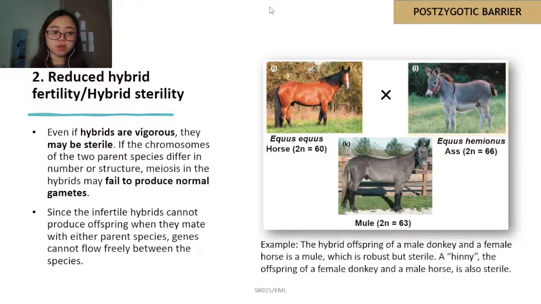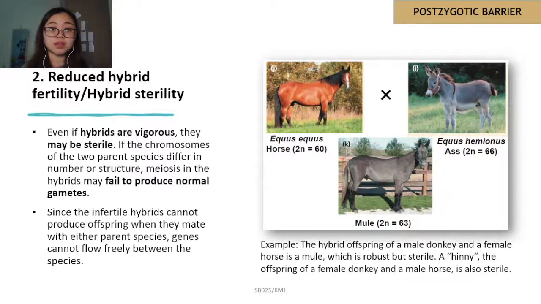So we have this common example, which is the hybrid offspring of a male donkey and a female horse, which is a mule. It is robust, it can do a lot of work, but the mule is reproductively sterile. There is also a version called the hinny, which is the offspring of a female donkey and a male horse, which is also sterile. Okay, disebabkan perbezaan dari segi bilangan kromosom parents dia.